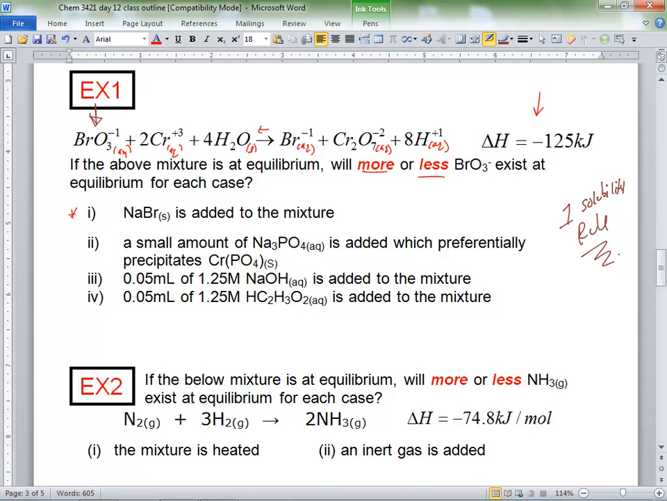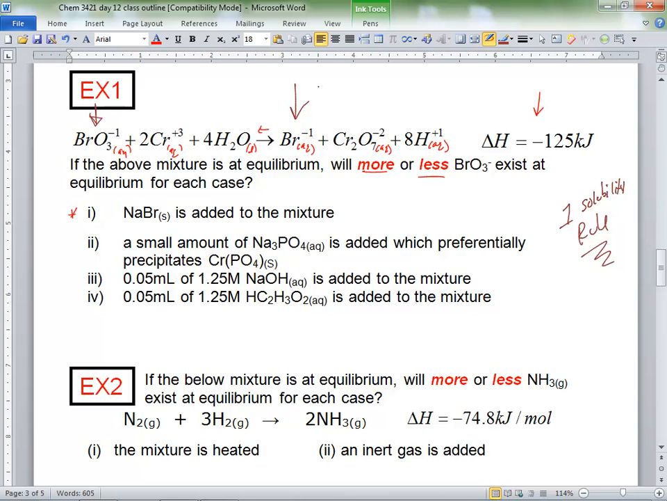Group 1. Group 1 ions dissolve anything in water. That you just got to burn in your head in this class. It's going to bite you if you don't. Okay. So when I say sodium bromide solid is added to the mixture, are you really adding a solid? No, you're adding sodium ions and bromide anions. So you look for those guys up there. Do you see it? There it is. So now you have too much bromide.